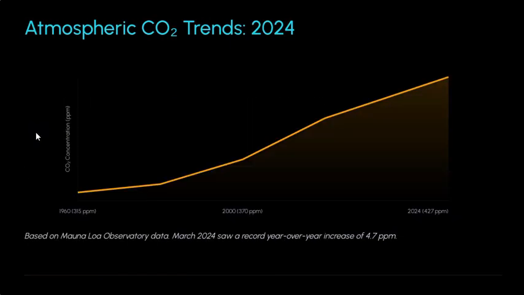So here are the global emissions of CO2. This seems kind of bad. Maybe you should level out, maybe go down a little. Based on the Mauna Loa Observatory data, March 2024 saw a record year-over-year increase of 4.7 parts per million. I don't think that's good, chat. I think we should just keep moving.